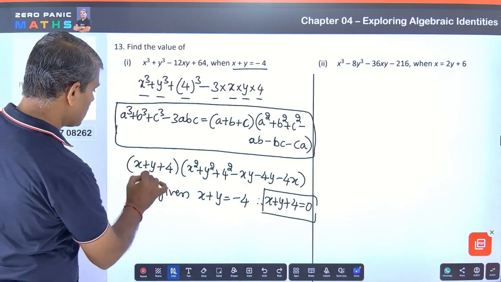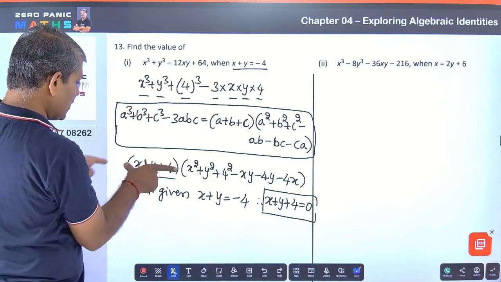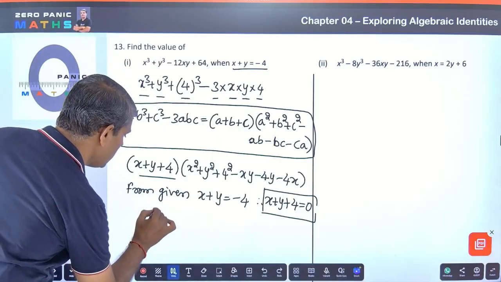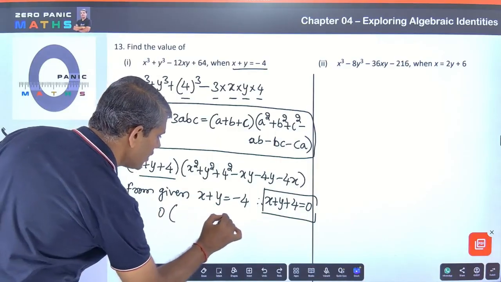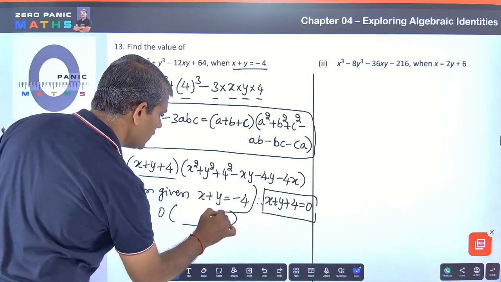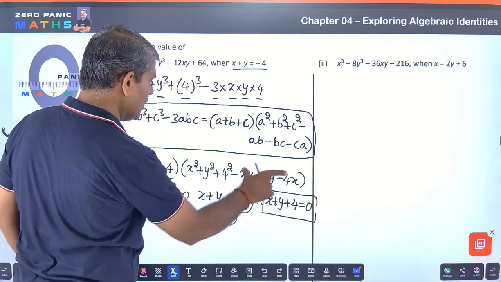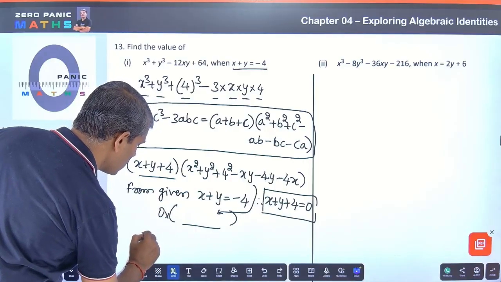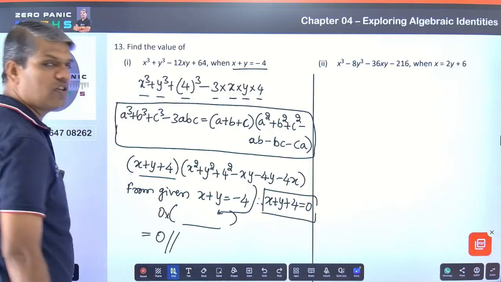So let us substitute this x plus y plus 4. This whole term is equal to 0. It is multiplied to this whole term, so that will be 0 multiplied by this whole term. I will not spend time writing it out. So 0 multiplied by this whole term is equal to 0 only.